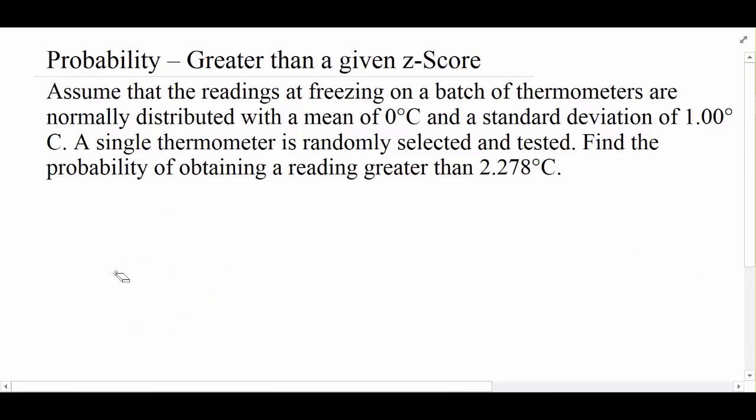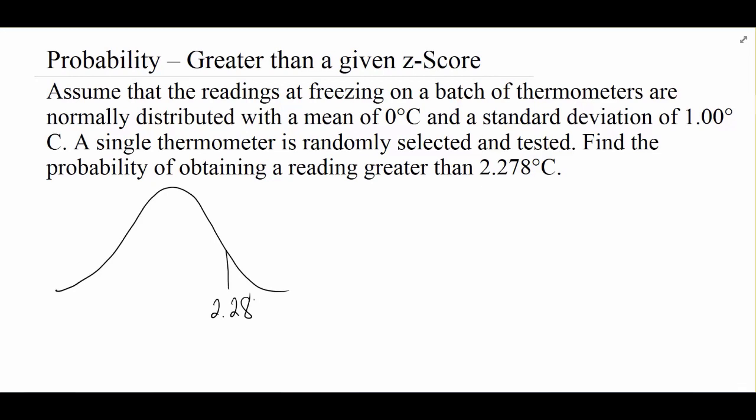We want to assume that the readings at freezing on a batch of thermometers are normally distributed, so same idea as that first one. A single thermometer is randomly selected and tested. Find the probability of obtaining a reading greater than 2.278. So now that we've read it, let's look at what's going on. We got this value of 2.278. We know the closest we're going to get with our chart is 2.28. So if we want to look at the probability of being greater than that, then our goal of this problem is to find this value here.